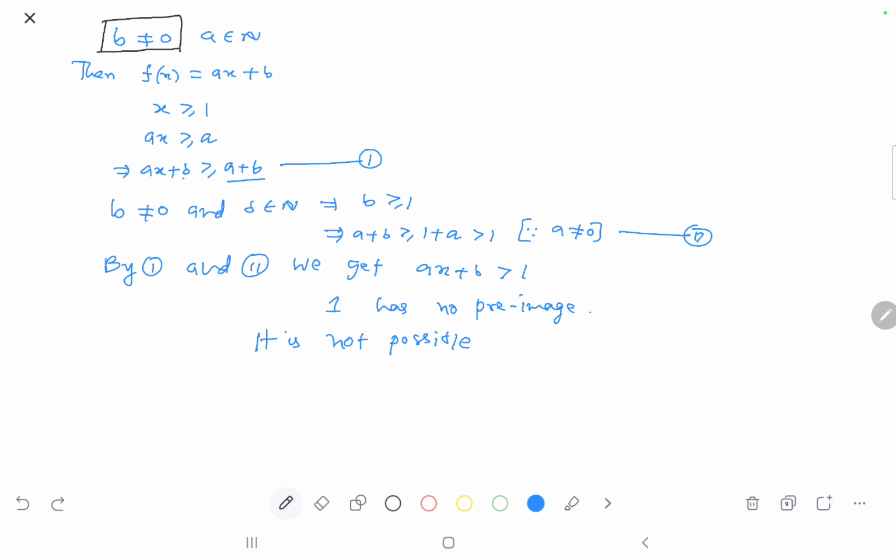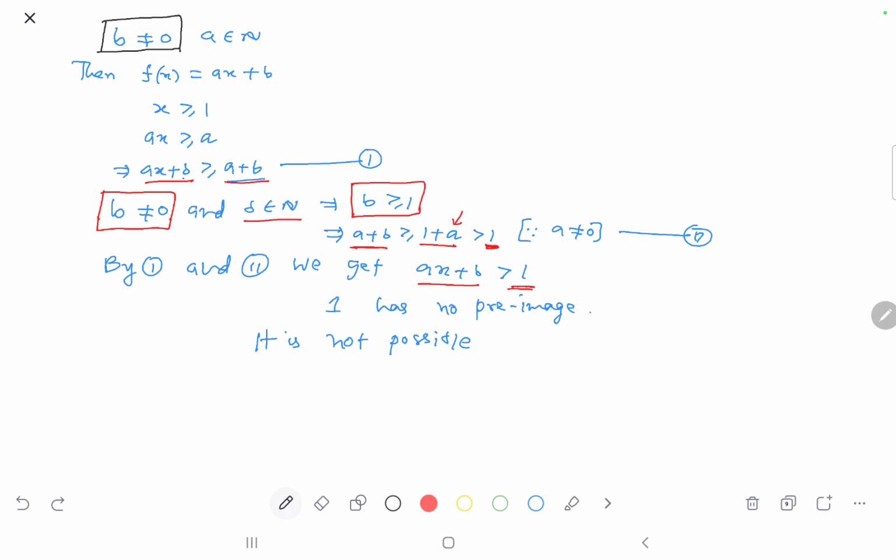Let me repeat again. What is the power of b equal to 0? If you consider b not equal to 0 and b a natural number, you can write this conclusion: b is greater than or equal to 1. So a plus b is greater than or equal to 1 plus a. Now, a is not equal to 0, we already know a is a natural number. So 1 plus a is strictly greater than 1. So a plus b is strictly greater than 1. Now, ax plus b is greater than or equal to a plus b. So ax plus b is strictly greater than 1. Got it?